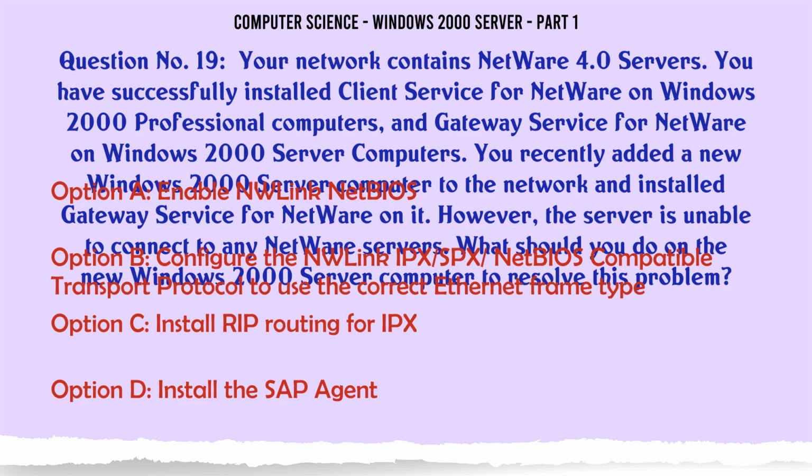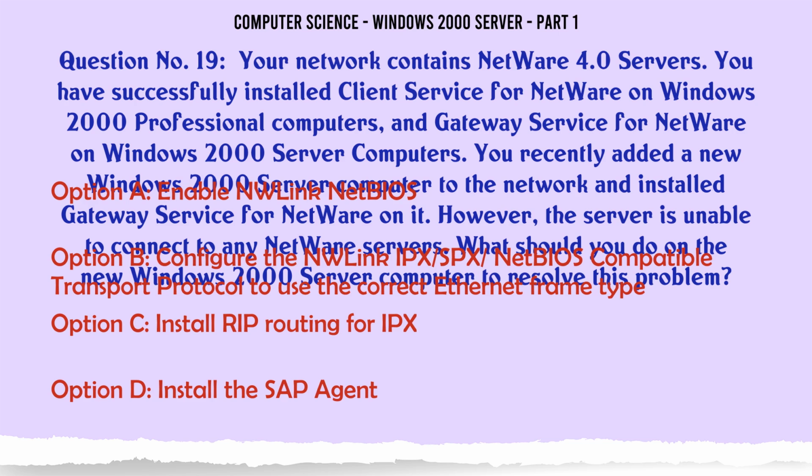You recently added a new Windows 2000 server computer to the network and installed Gateway Service for NetWare on it. However, the server is unable to connect to any NetWare servers. What should you do on the new Windows 2000 server computer to resolve this problem?